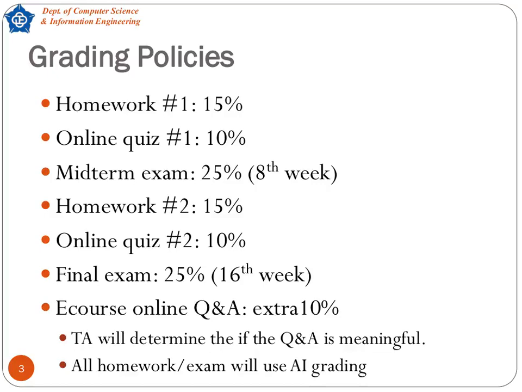Now that we've covered the course logistics, here's how your performance will be evaluated. You'll complete 2 homework assignments, each worth 15% of your final grade, and 2 online quizzes, 10% apiece. In Week 8, you'll sit for a midterm exam that counts for 25%. And in Week 16, your final exam carries another 25%. On top of that, you can earn up to 10% extra credit by actively participating in our online Q&A sessions. Your TA will determine if your contributions are meaningful. Finally, all homework and exams will be graded using AI tools.